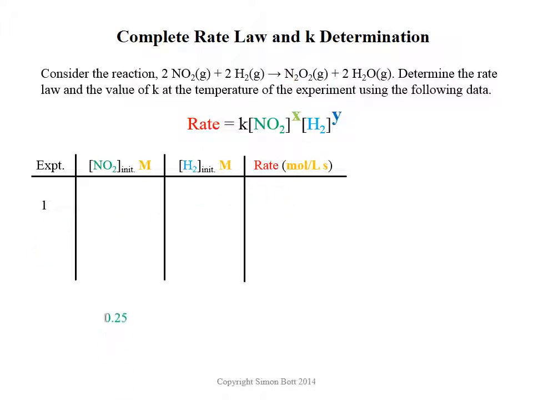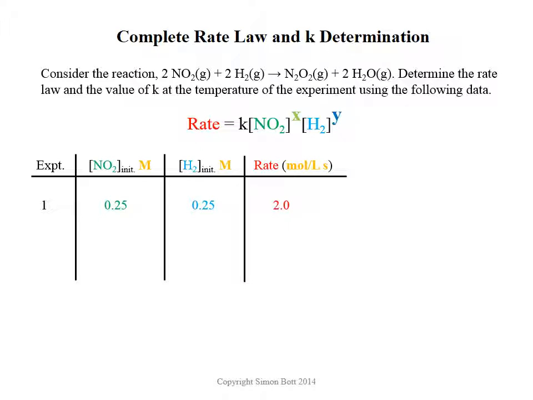So first experiment, right? Let's go, and we find we got some 0.25 molar NO2, we got some 0.25 molar H2. Mix them together, plot out that little graph, take the slope, and we find the rate is 2. Notice I'm giving you nice numbers because I'm nice. Well, now we're going to do a second experiment.